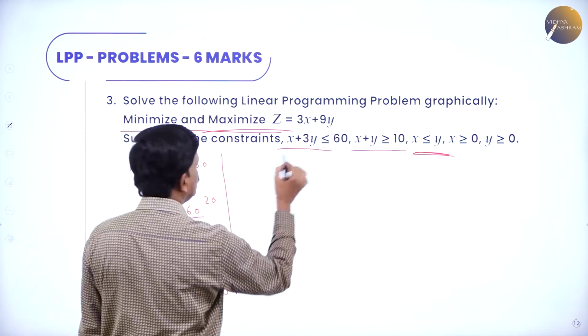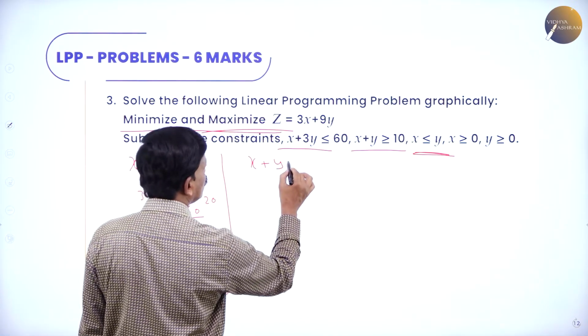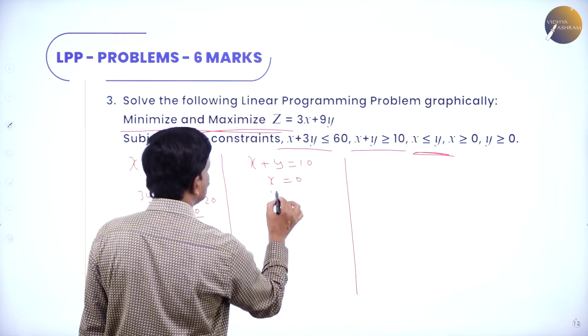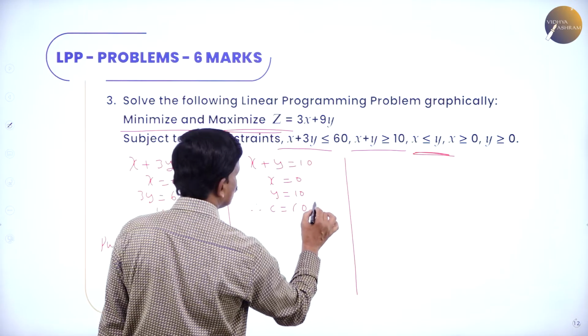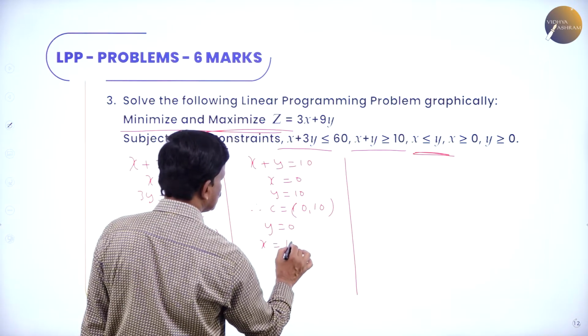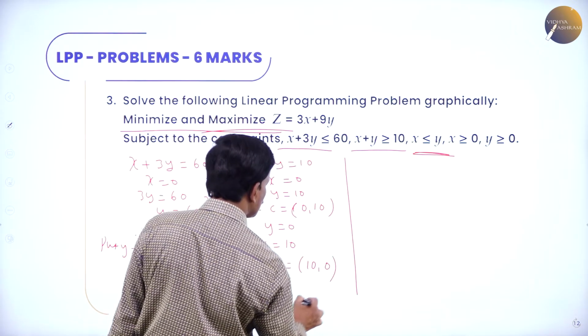Now again for the second equation, what is the second inequality? x + y ≥ 10 can be written as x + y = 10. Put x = 0, you will get y = 10. Therefore C = (0, 10). Similarly put y = 0, you will get x = 10. Therefore D = (10, 0).